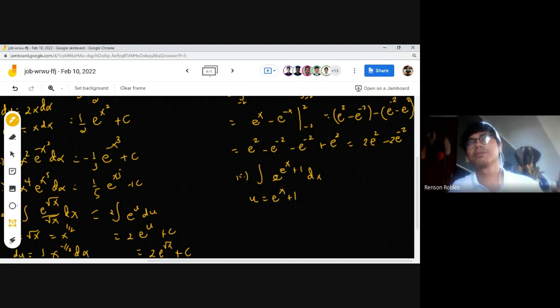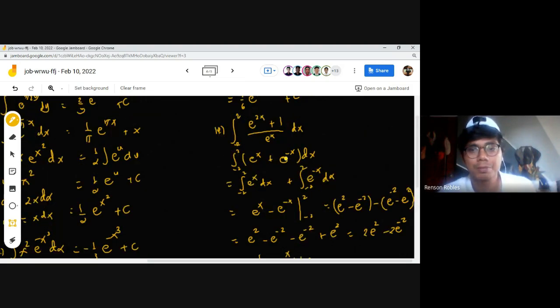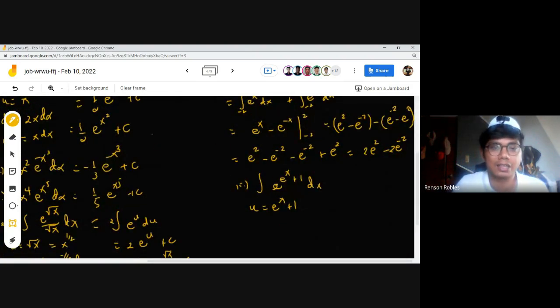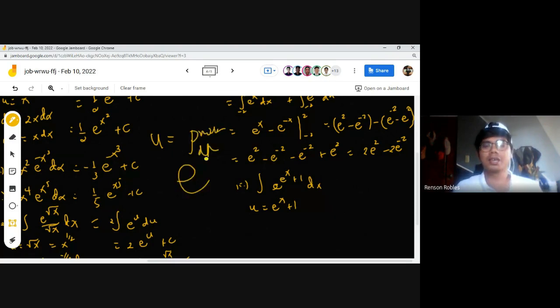Right? Now, from the usual substitution of u, from the previous examples 1 to 14, we let u be the power of e. But this time, you let u be the e function itself, no longer the power. Not just the power of e. It just so happened that this e function is a power of another e. That's e to the x plus 1.